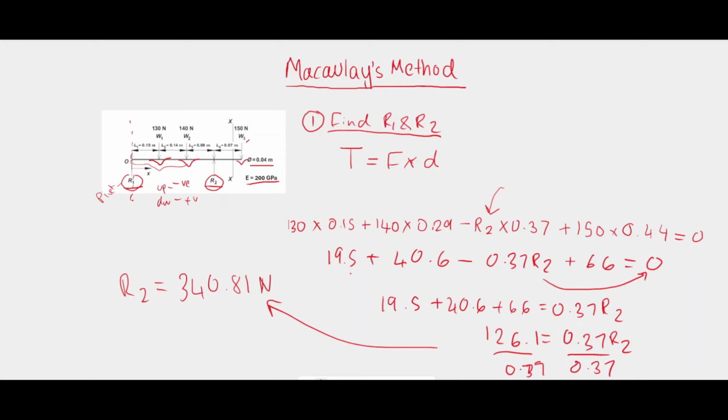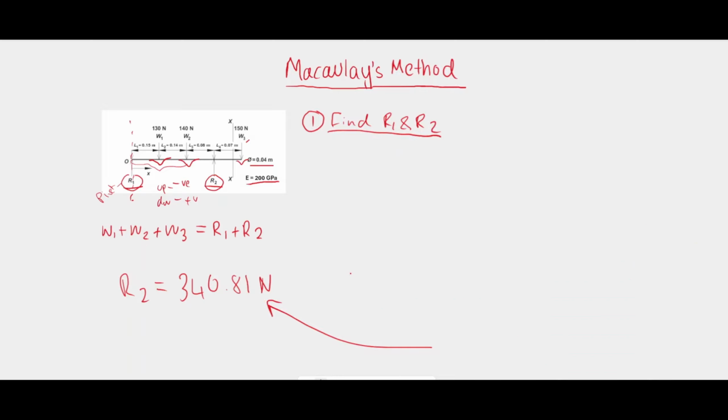Remember the principle of equilibrium of moments, that the sum of the forces acting in the anticlockwise direction is equal to the sum of the forces acting in the clockwise direction. And also the forces acting upwards are equal to the forces acting downwards. So therefore, W1 plus W2 plus W3 is equal to R1 plus R2. Now that we know what R2 is, we just have one unknown variable, R1, which we can find.